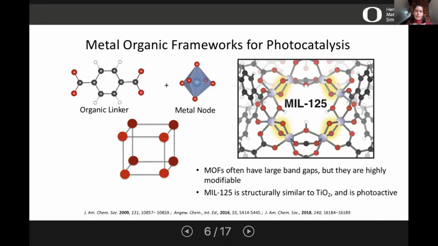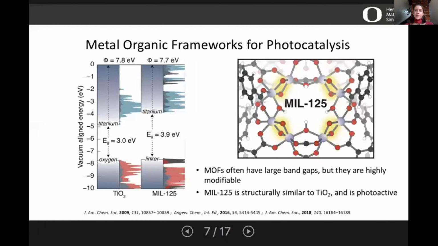MOF construction from separate inorganic and organic components makes them highly modifiable, which, as we discussed before, is desirable in a photocatalyst. But an issue that arises with MOFs across the board is that they are commonly insulators with large band gaps. But titanium dioxide has a fairly large band gap too, right? You can see over here. So this issue isn't an unfamiliar one. And what's great about MOFs is that they are so structurally modifiable that maybe we could do something about these large band gaps that they have.